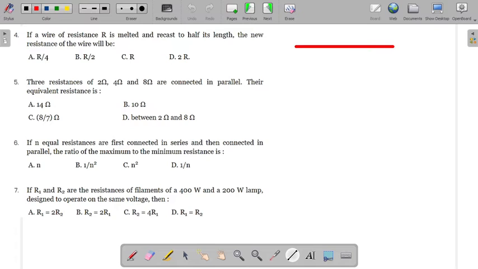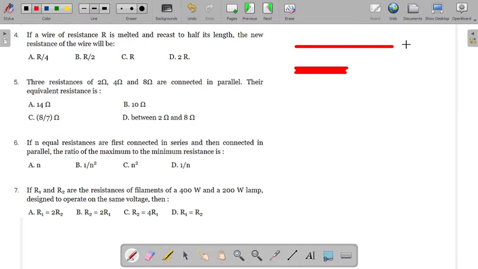You should understand that suppose I have a wire of this length, and now somehow I want to recast it. Recast means I melt this wire and make another wire of the same material but of half length. So you know that if the length is half, then the cross-section area of this wire will be quite greater than this one.